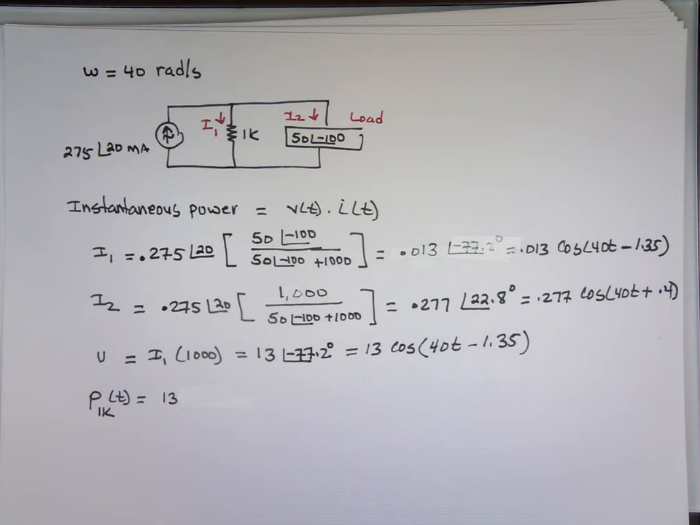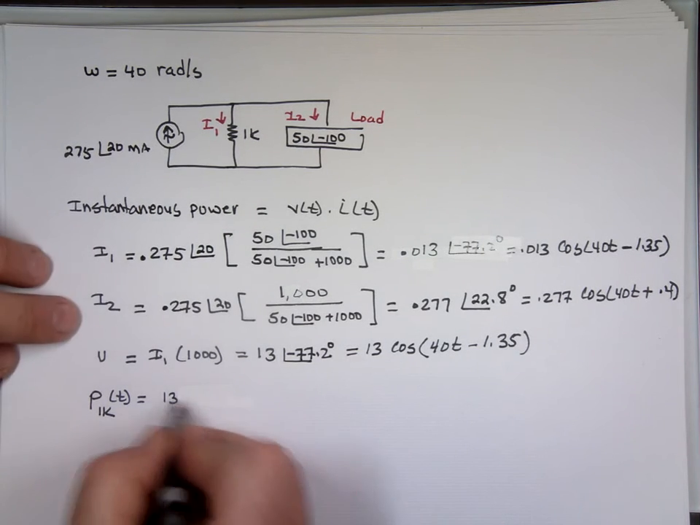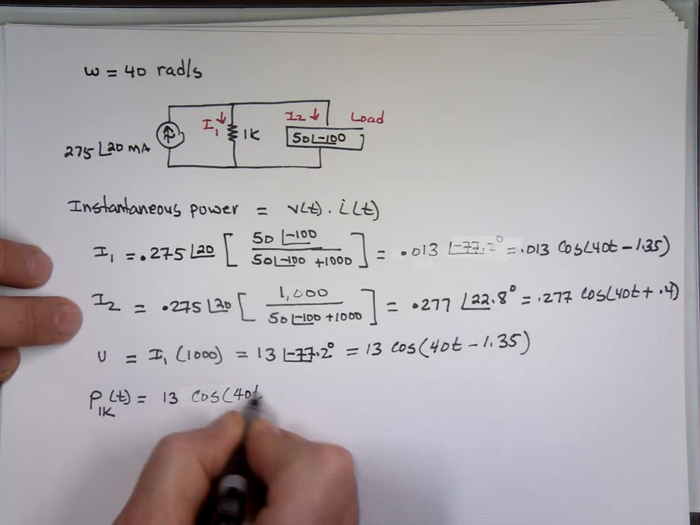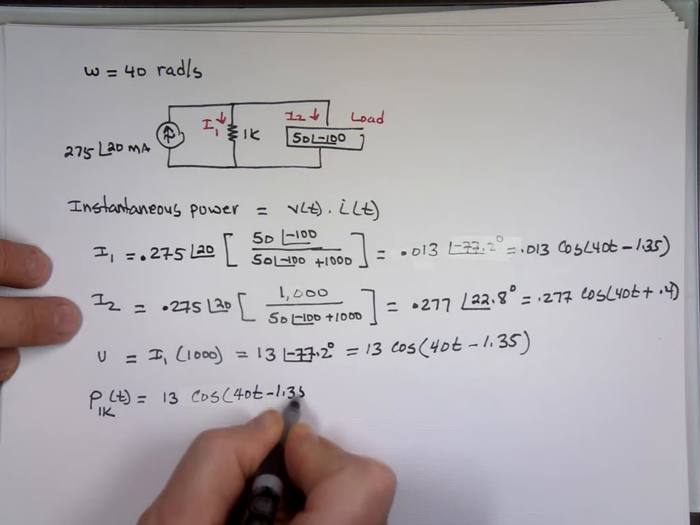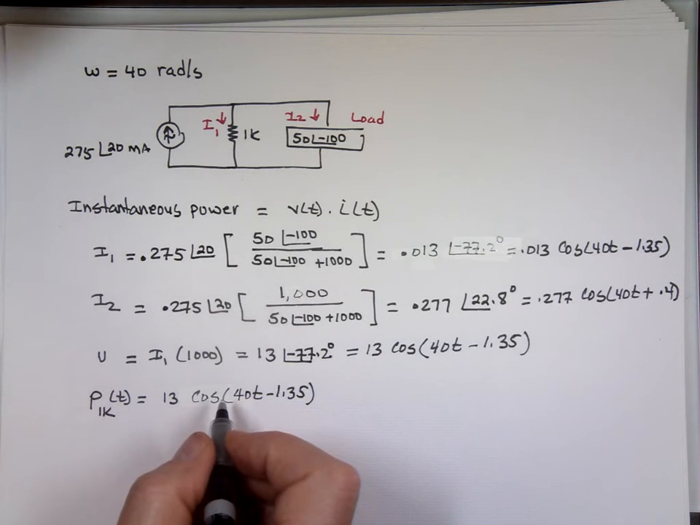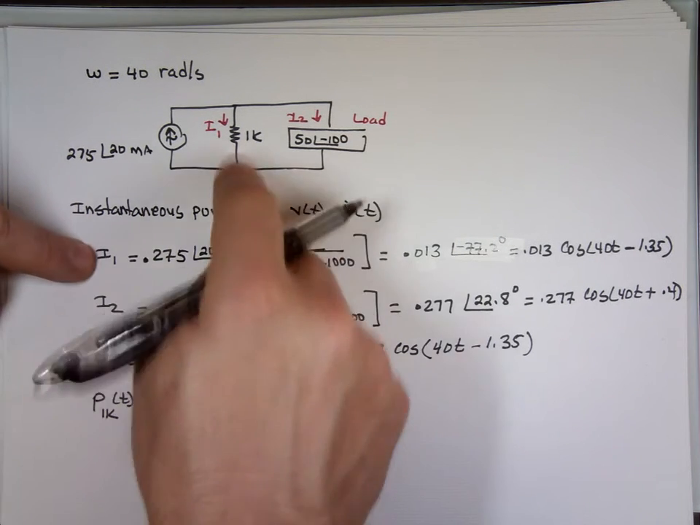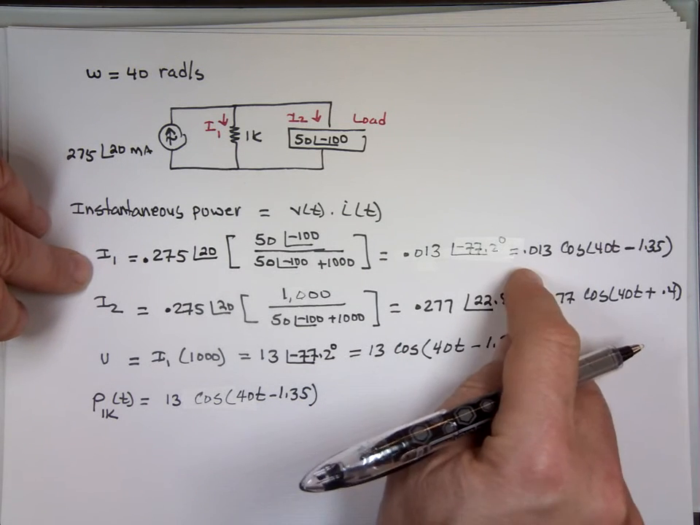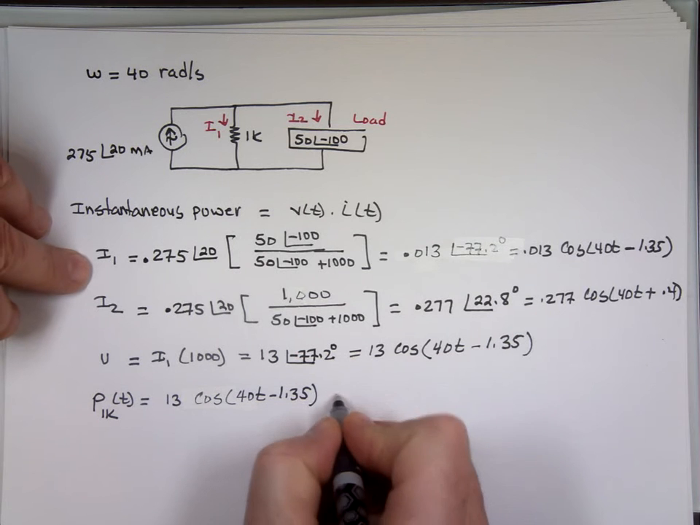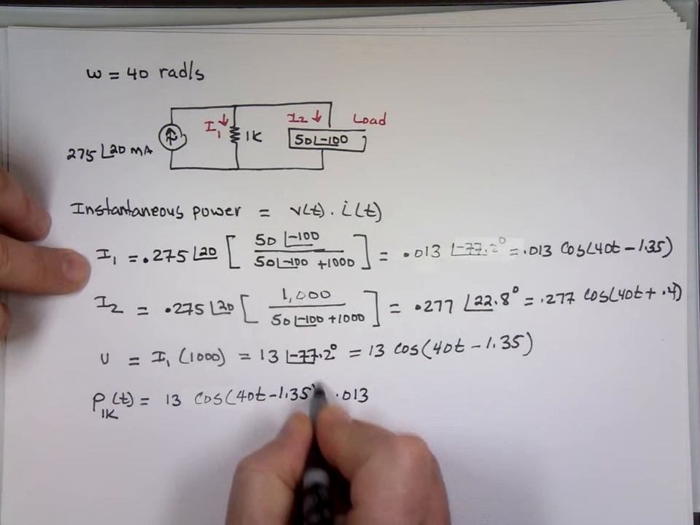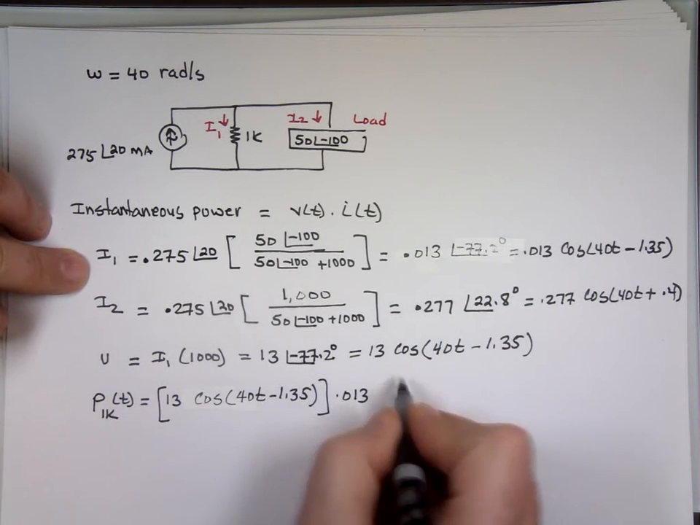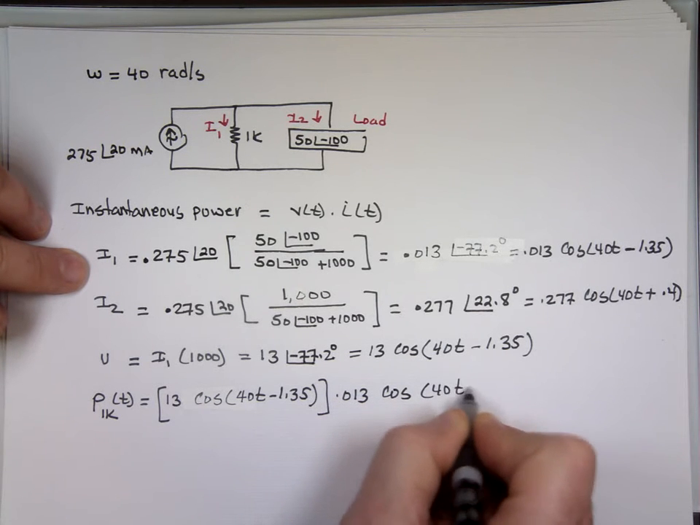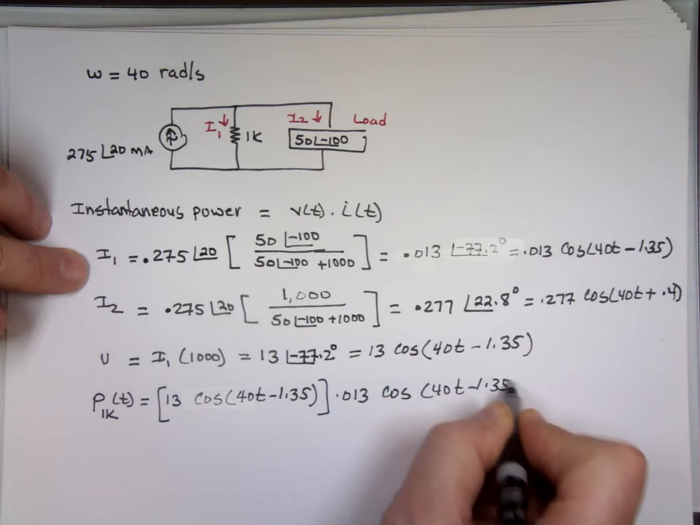So that's going to be 13 cosine 40t minus 1.35, and times I sub 1, the 1K, that's V1. I sub 1 is what? 0.013 cosine 40t minus 1.35. The good news, the cosines are the same, right?